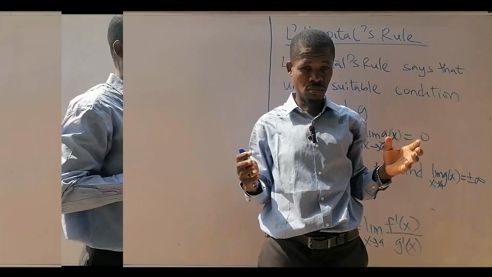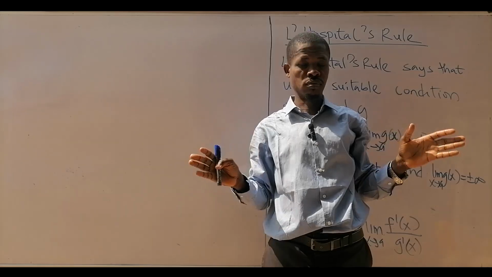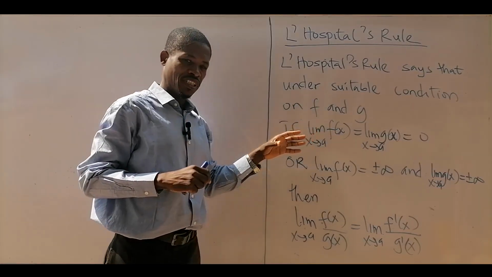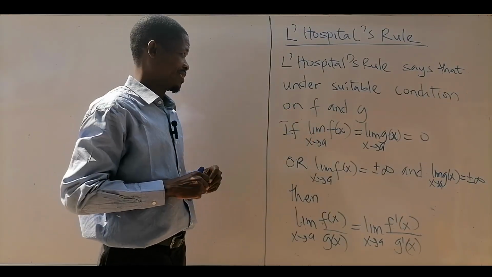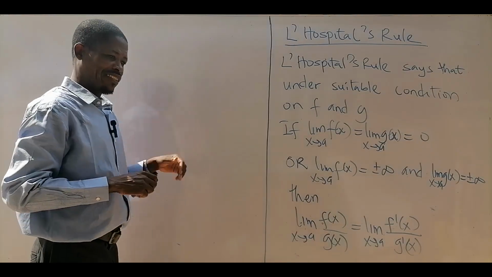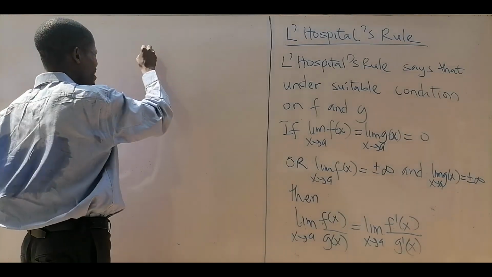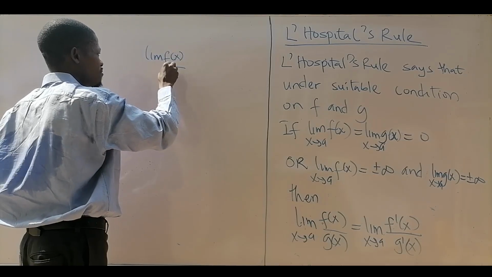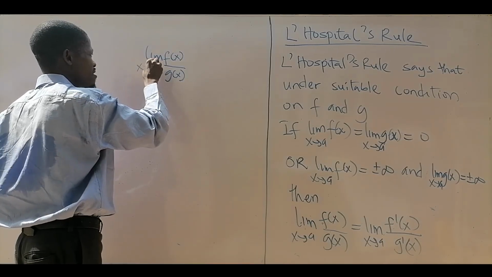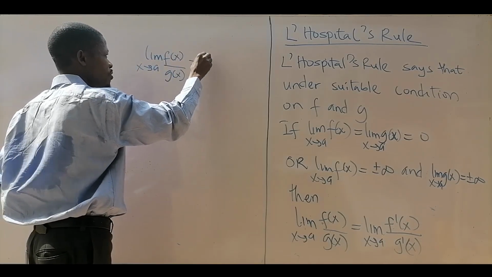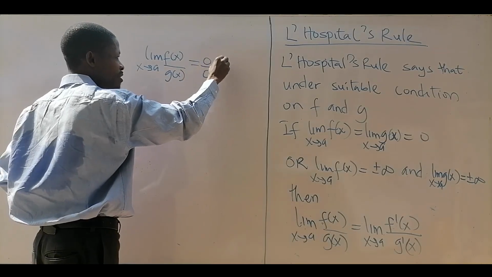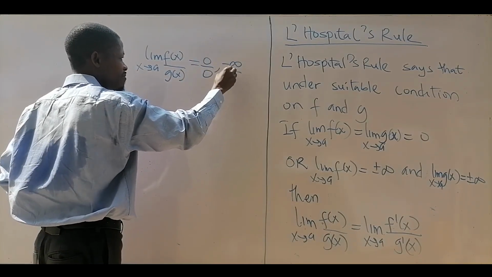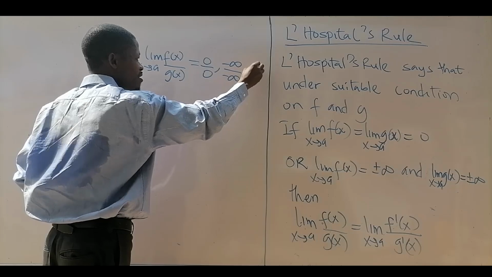We are looking at L'Hopital rule. When can we use it? And that's what I want to explain in this case. What the summary of this law is saying is that if your limit of f of x over g of x as x tends to a is giving you 0 over 0, minus infinity over minus infinity, or infinity over infinity.